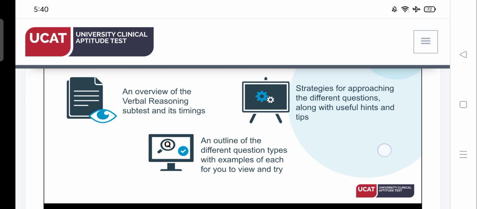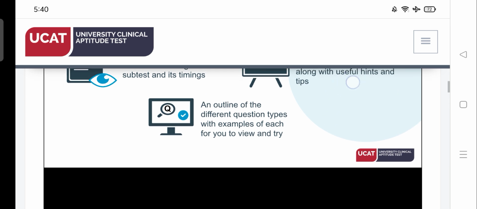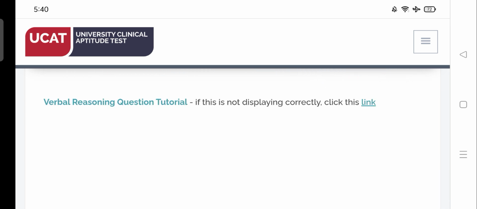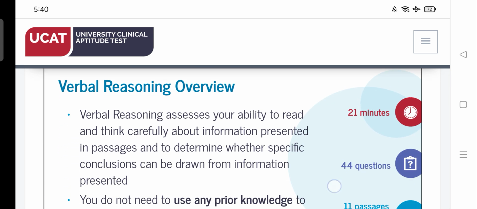So these are the 3 key points that we're going to see in this question tutorial. First we're going to learn about the overview, the verbal reasoning and its timing, with how much time is given in this subtest, and then the strategies, that how we're going to use tips and tricks to solve these questions, and some examples. Okay, next, first we have overview, verbal reasoning overview.